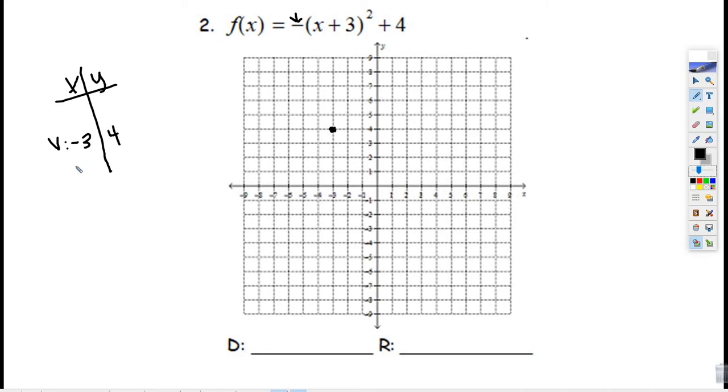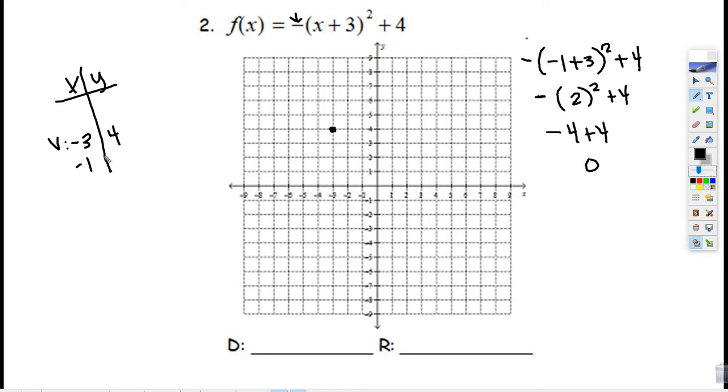Now I would probably choose negative 1 to the right first, just because the math is easier. So I have negative 1 plus 3 squared plus 4. So I have the opposite. 3 minus 1 is 2. 2 squared is 4, and negative 4 plus 4 is 0. So negative 1, 0.